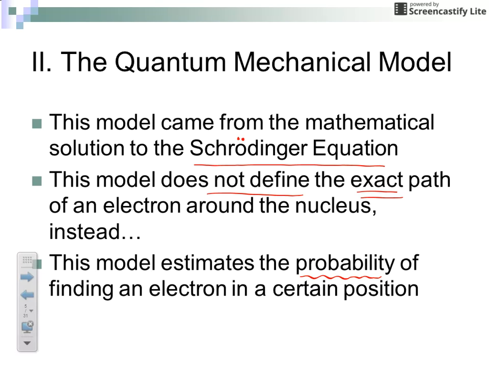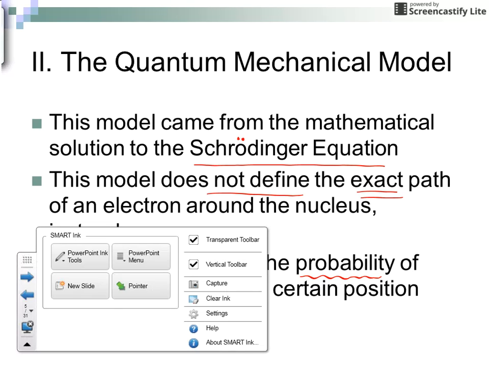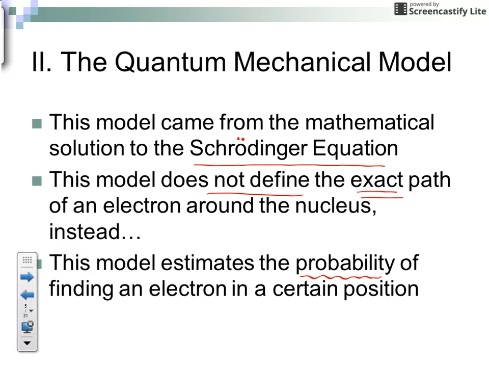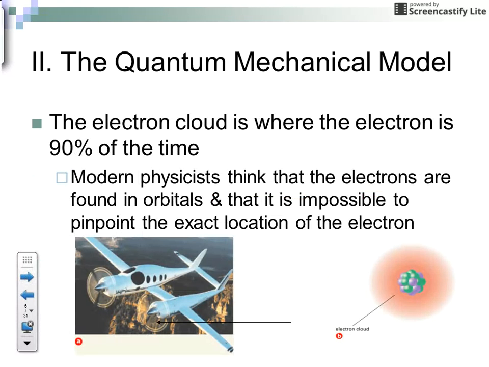We are going to be determining within this chapter the location of the electron. So I'm going to call that its address. So when I talk about the electron's address, we're talking about where the electron is most likely to be found 90% of the time. That's that probability that I was mentioning. The quantum mechanical model predicts that the electron cloud is where the electron is 90% of the time. So I'm sure that if you would relate where you are 90% of the time, you would not be at home 90% of the time.